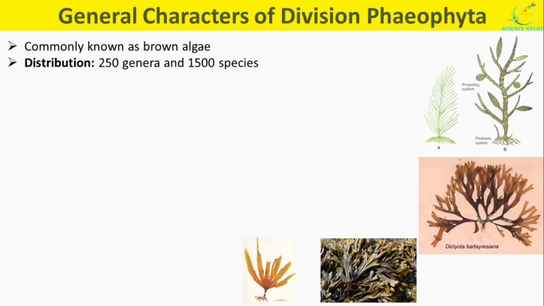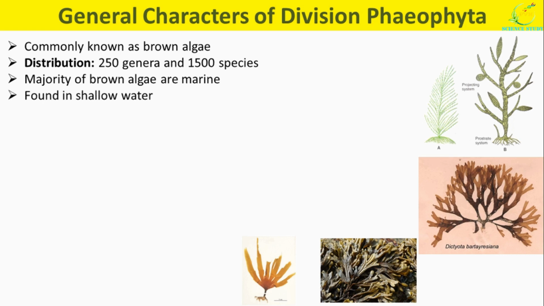Phaeophyta is a large division which contains nearly about 250 genera and 1500 species of brown algae. Majority of the brown algae are marine, that is they are found in seawater, with the exception of 3 genera which are found in freshwater. The marine algae of Phaeophyta are found in shallow water of all the seas, but they are more developed in the cold waters of the Arctic as well as the Antarctic seas. Many species of Phaeophyta are found attached to rocks, stones as well as timbers beneath the surface by holdfast.